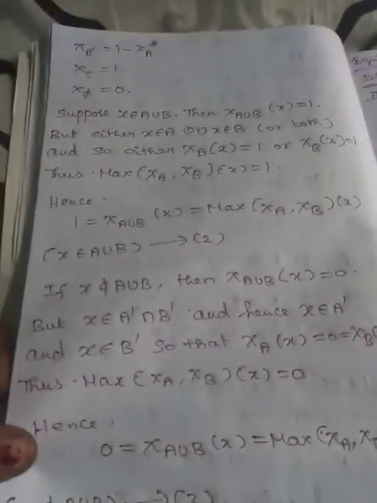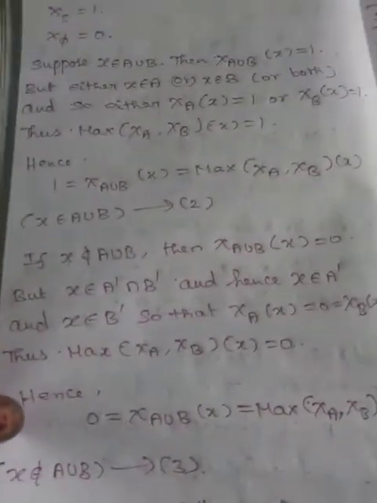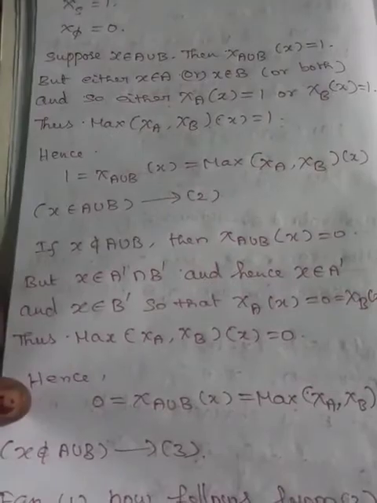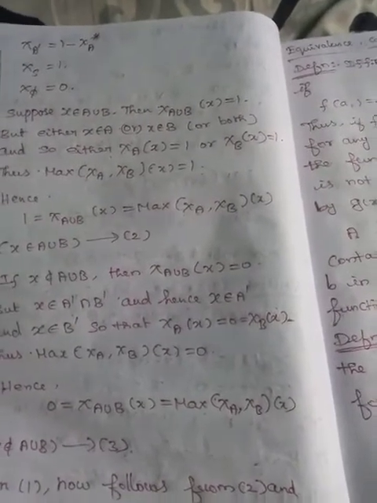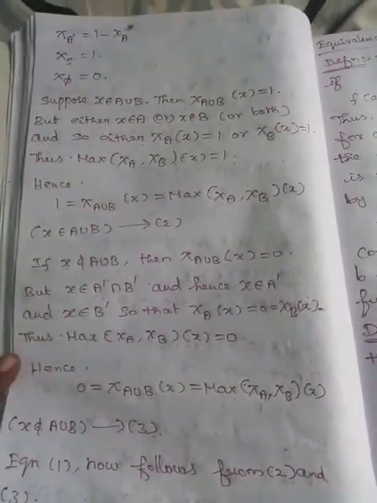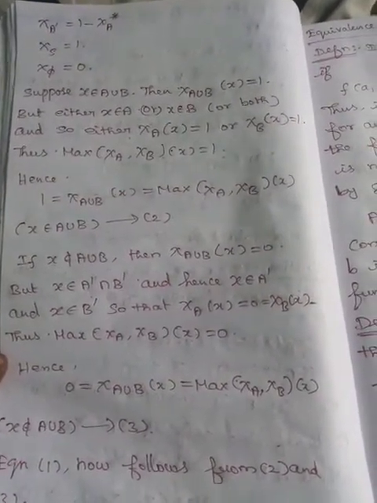How to continue definition. Hence 1 equal to zeta of A union B equal A union B of X equal to maximum of zeta of A comma zeta of B of X. So X belongs to A union B. This is the equation number 2.